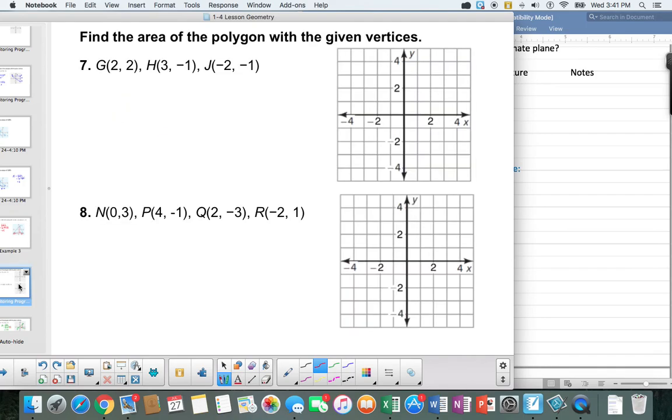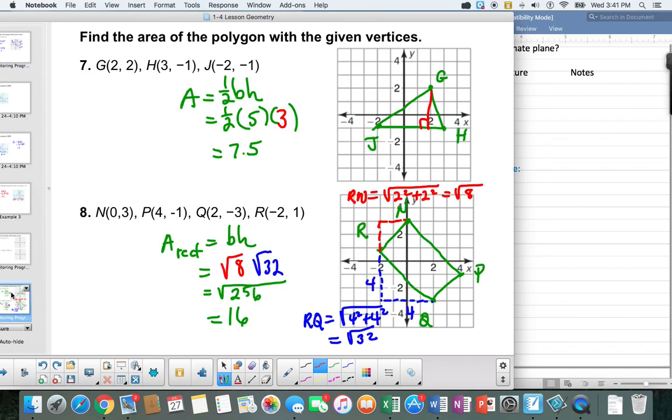Your turn. Go ahead and graph those points. Look at the figure and see if you can find the area. When you're confident that you have the answers, go ahead and restart the screencast to compare. Here are the answers.